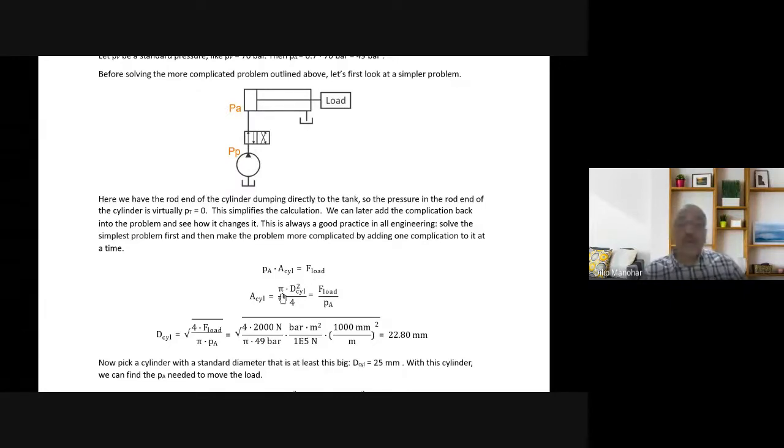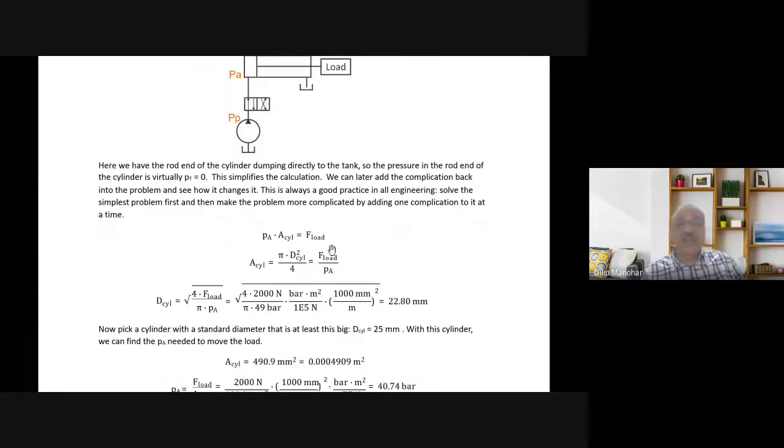So now we write the equation: PA into area of cylinder is equal to F load. That means we know load, we know PA, and we want to calculate the area of cylinder. So with the assumption, load is known, 2000 Newton, and the pressure PA we have hypothetically assumed. So area of cylinder is calculated. So we calculate the cylinder diameter. Now we know the equation: area of cylinder, pi by 4 d square, is equal to F load upon PA.